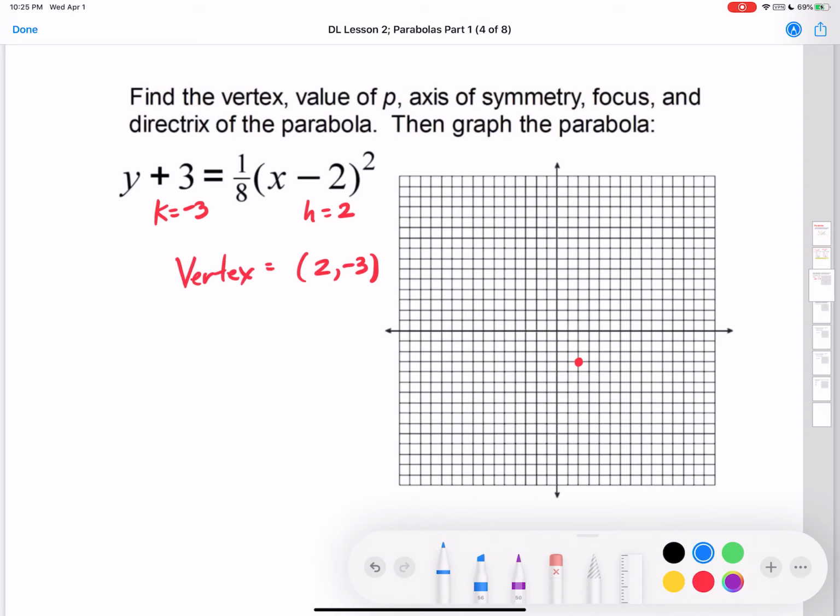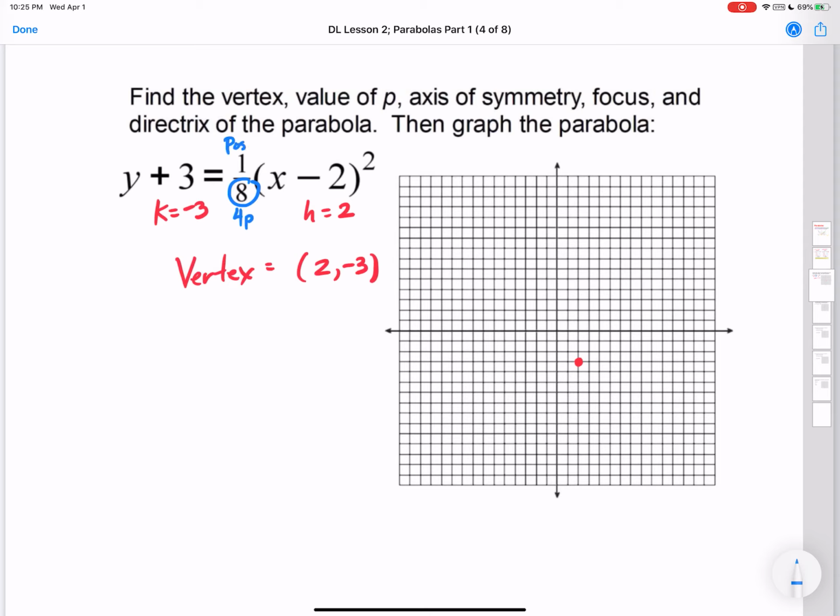Now, according to our format, that p-value was 1 over 4p, which means that 8 is 4p. Now, if that fraction is positive, which it is, that means in this case it's going to be opening in an upward direction. And I know it's opening up because it said y minus k in the beginning. So it says y plus 3. So that told me it's opening in an upward direction. Since 1/8 is positive, it's opening up. If 1/8 was negative, it would open down.